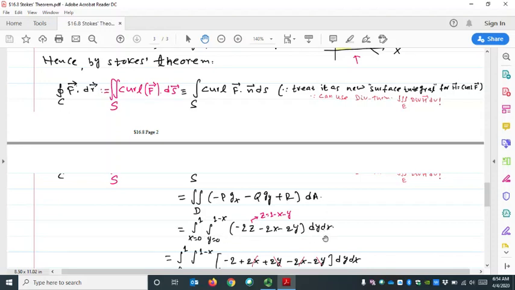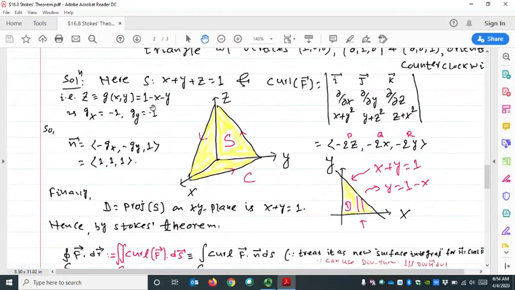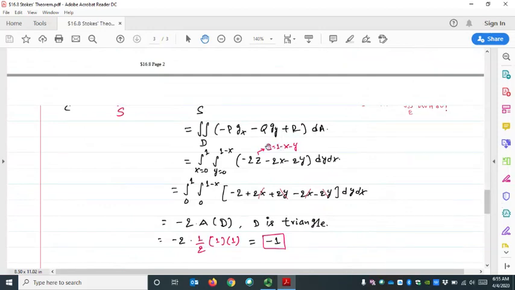And now we are integrating with respect to dy and dx, so let's replace this z again in terms of x and y, which is given by the equation of the surface. So from here, z equals 1 minus x minus y. Then let's integrate. Before that, let's put this value z equals 1 minus x minus y. Simplify, and this gives us just negative 2. Then integrate, pulling negative 2 outside.